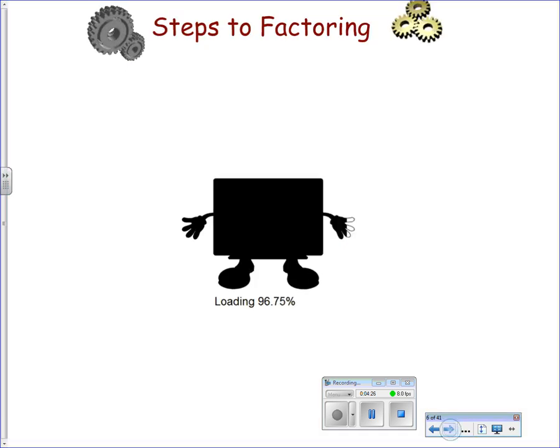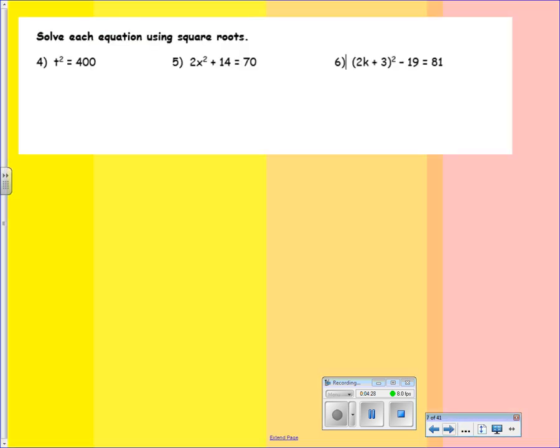Now, we're going to go on to solving equations and go back to the page that I just kind of skipped over. So for number 4, what you're going to do is to solve something, we're going to square root each side.